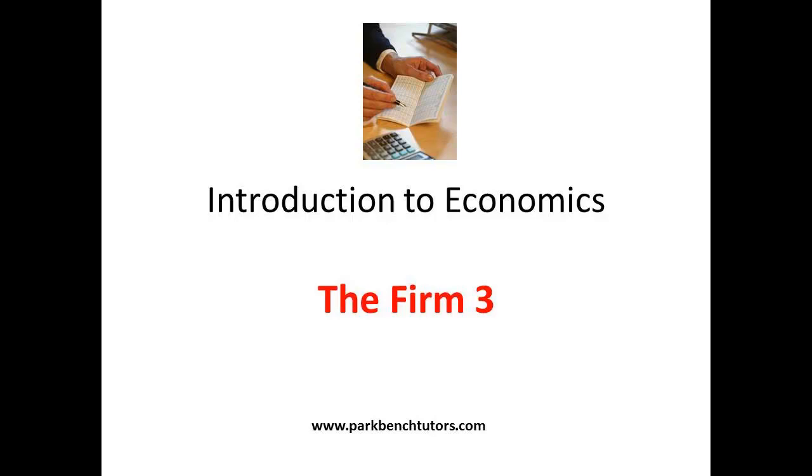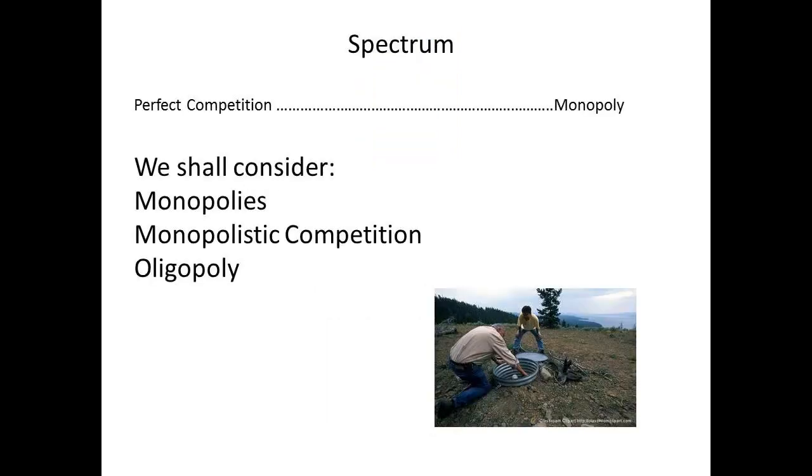This short podcast is the third in the series on firms. In the previous podcasts on the firm, we considered a model that operated in perfect competition and with the objective of profit maximization. In this podcast, we shall consider the other end of the spectrum, where a single firm dominates the market, a monopoly situation, and then go on to consider what happens when a small number of firms dominate, an oligopoly, for the final podcast on firms.